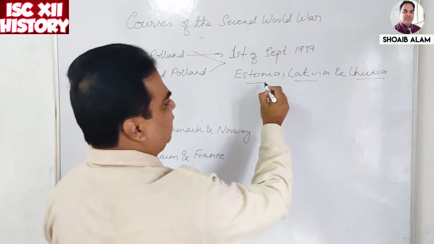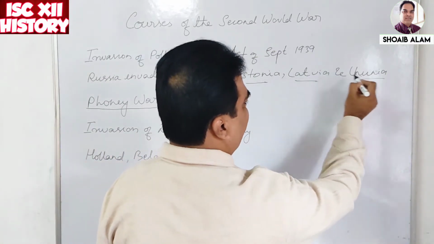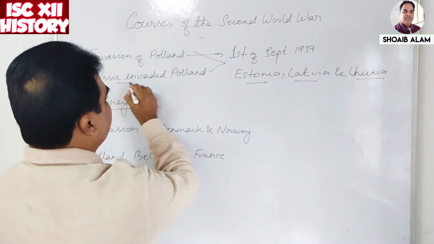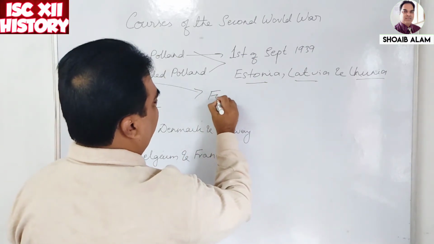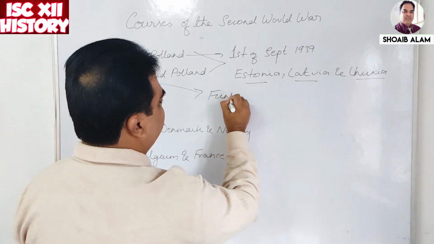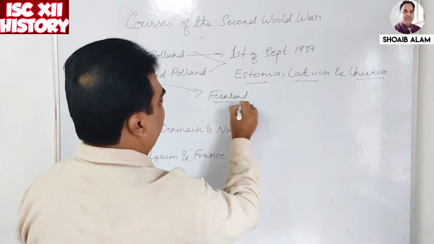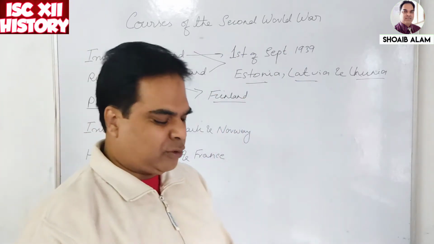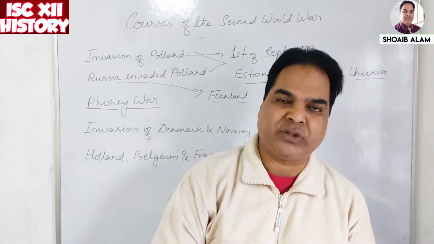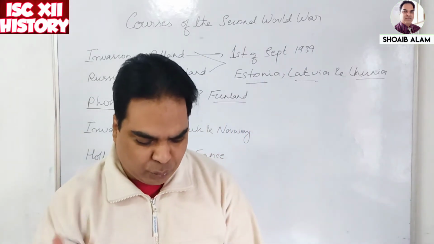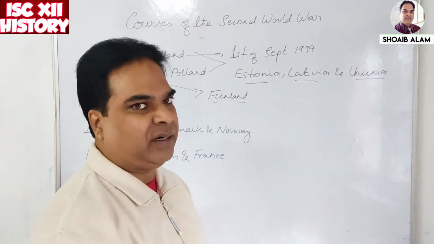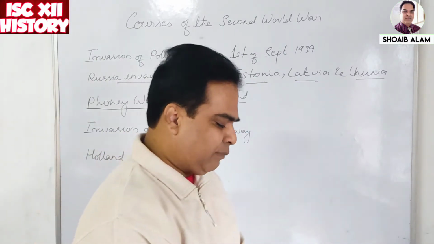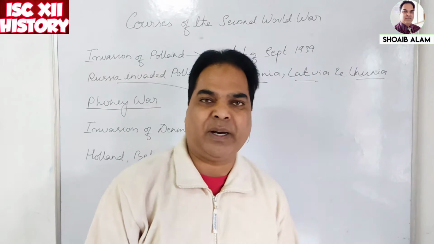After capturing Estonia, Latvia and Lithuania, Russia invaded Finland. Finland also was captured by, or attacked by, Russia. So this is how the war started to spread. That is in the month of November 1939.